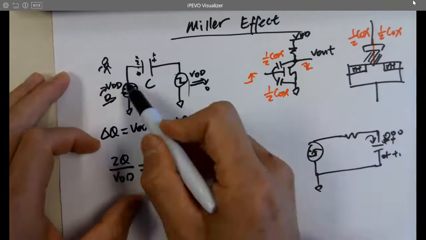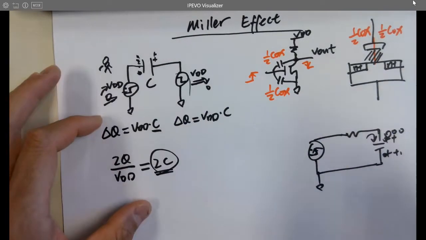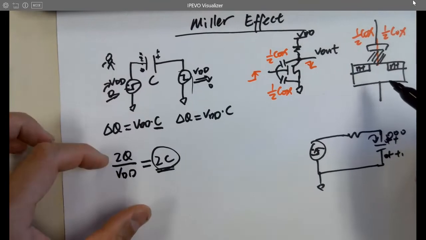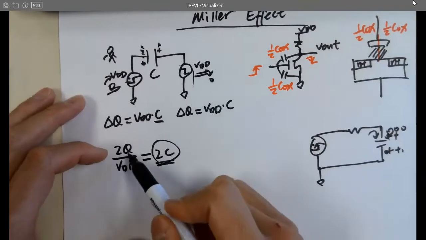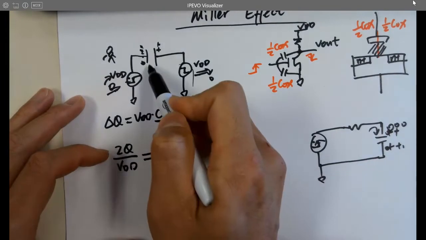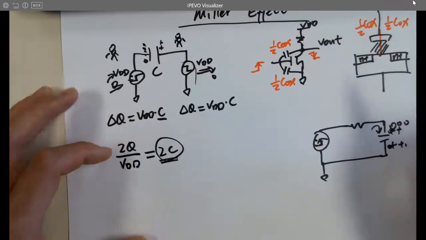So this charges up and this discharges on the other side. Just doubles that charge change. So it becomes 2Q over VDD. So effectively it's a 2C from each side. If you look from each side, it's 2C.